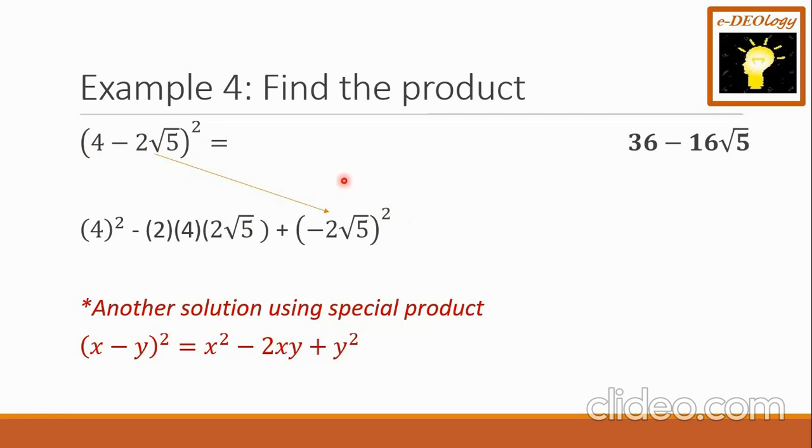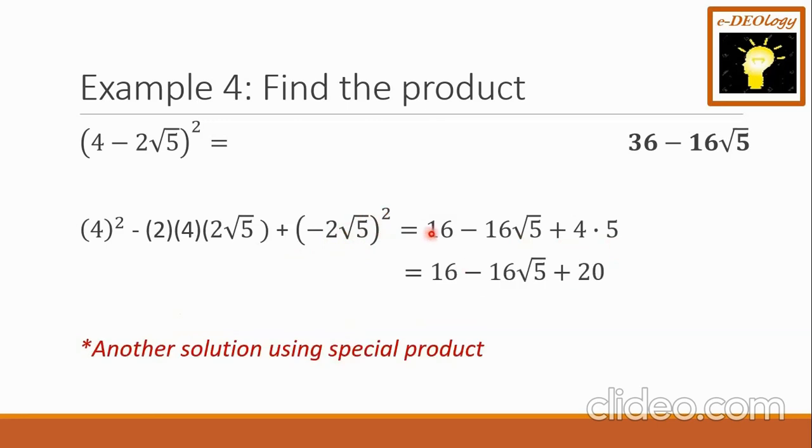So we will now simplify. The 4 squared becomes 16, and then minus. Then the product of these three terms, 2 times 4 times 2 square root of 5, we will get the 16 square root of 5. And then plus, we're going to square this term. Because of the square, the negative sign will go away. The 2 here becomes 4, and the square root of 5 is squared. The radical sign is cancelled with the power 2, so we'll have the 5 only that will come here.